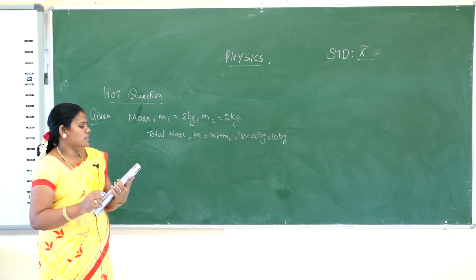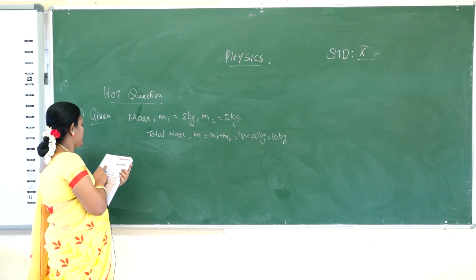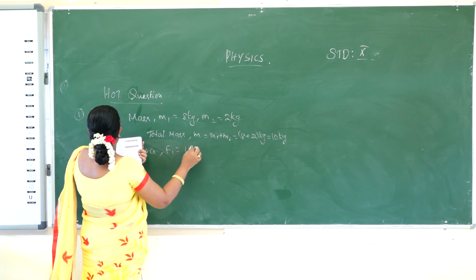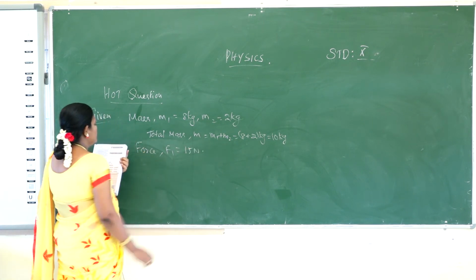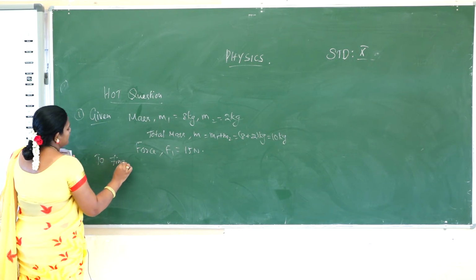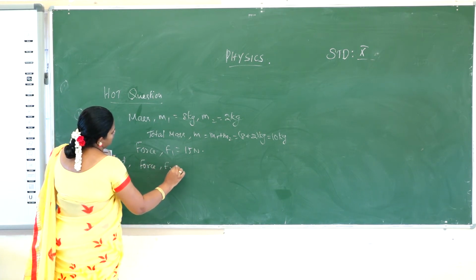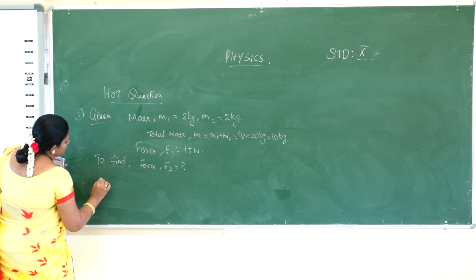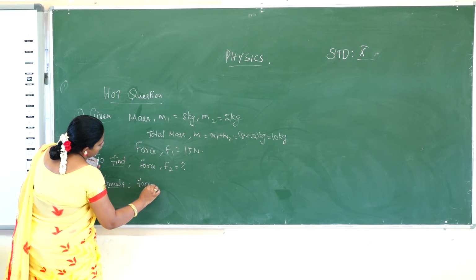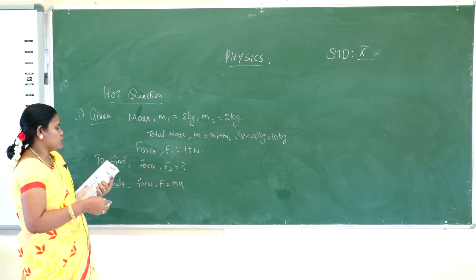Then next, what is the given value again? The force F1 is given. So force F1 is equal to 15 Newton. So we will find out the force F2. Okay ma? Force F2 is equal to question mark. So what is the formula? Force F is equal to M into A. So this formula will be used to solve this problem.